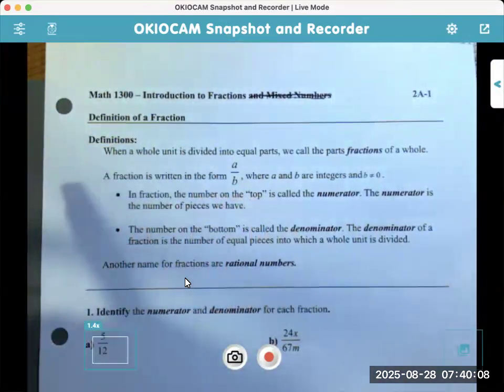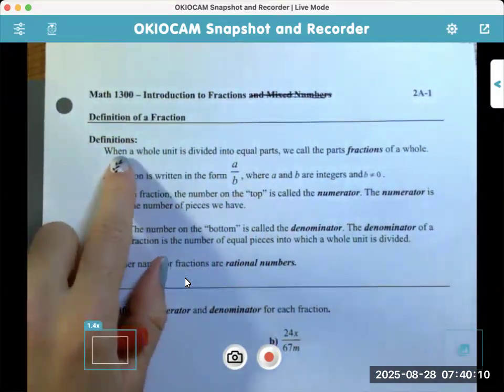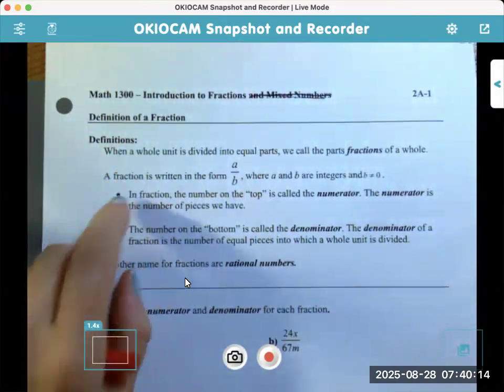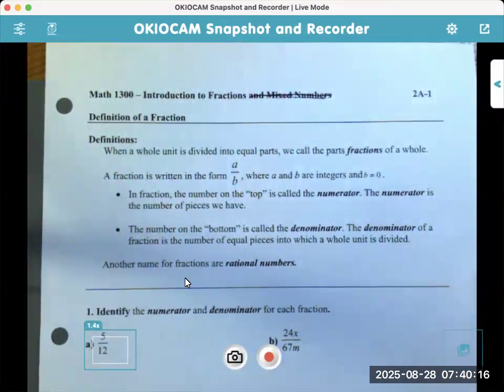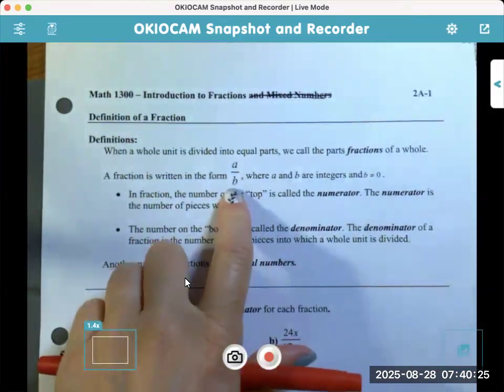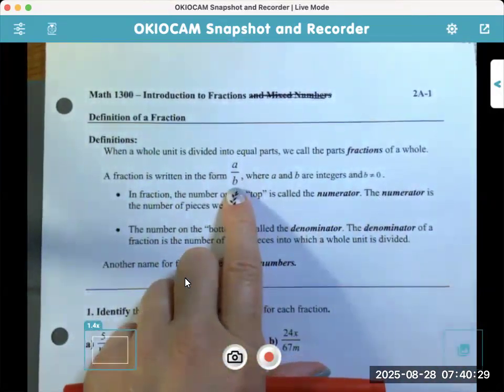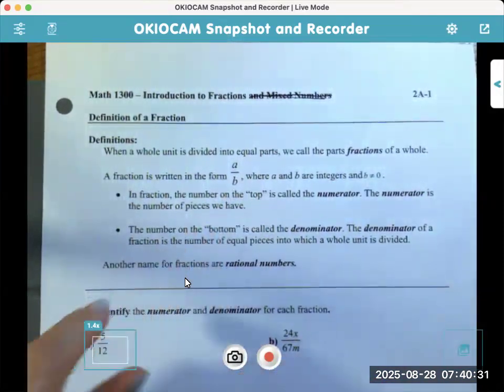So what's a fraction? When a whole unit is divided into equal parts, we call the parts fractions of a whole. A fraction is written in the form a over b, or a divided by b if you would, where a and b are integers and b is not zero. Okay, because we never divide by zero. That's why we say that. If we divide by zero, it's actually called undefined, but we get into that later.